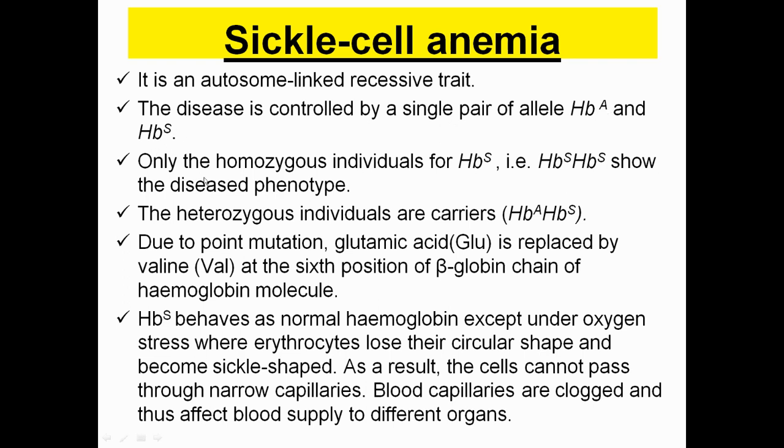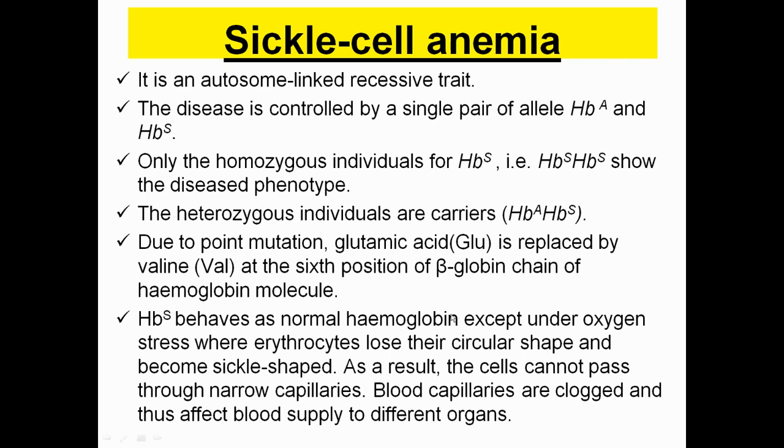Only the homozygous individual, that is HbS HbS, is going to have this disease phenotype, because it is a recessive trait. It is going to be expressed when it is present in a homozygous form. The heterozygous individuals are the carriers. They are going to transfer the trait generation after generation.